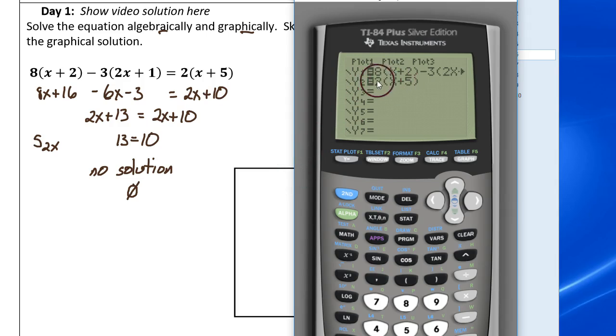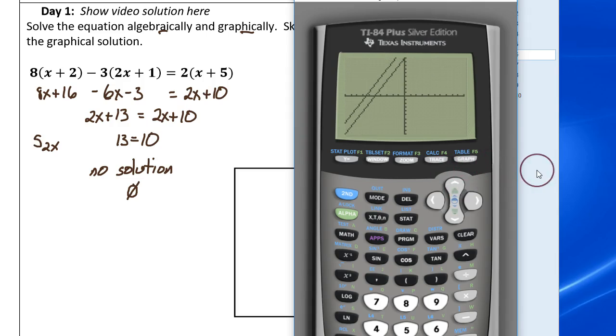For y2, put in the right-hand side. Now think about what an equation is. It's a statement that this expression is equal to this expression. So we want to know, when does y1 equal y2? Once you've inputted these, press graph.